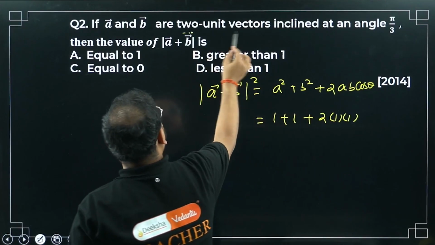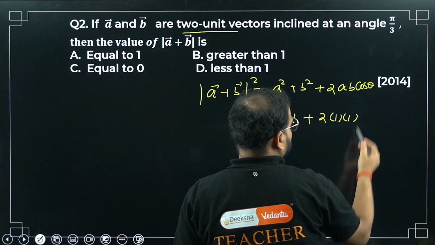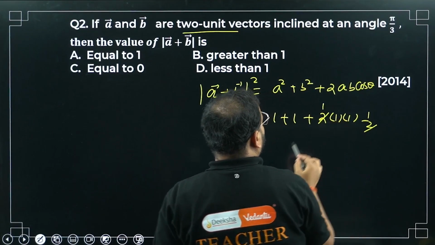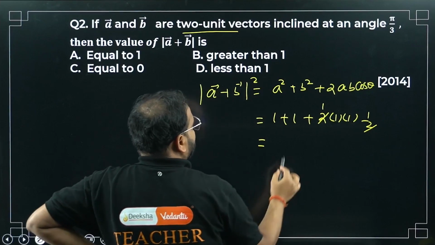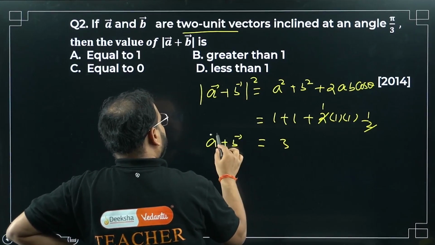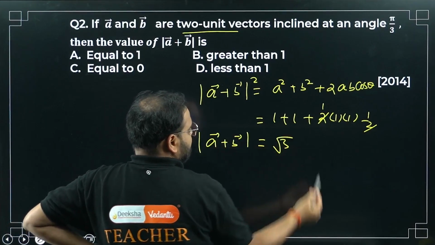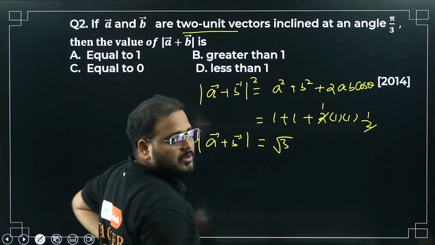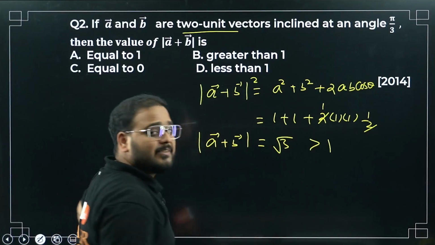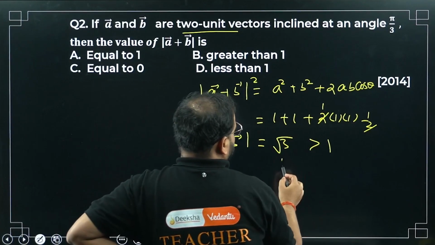The magnitude is what? Unit vector, right? So 1 into 1, and cos theta is cos of pi by 3, which is 1 by 2. Cancel it. How much is that? 1. What are we getting over here? We're getting 3. We're looking for the mod of A plus B. If I take the root on the other side, it becomes root 3, which is obviously more than 1. Root 3 is 1.732, right?